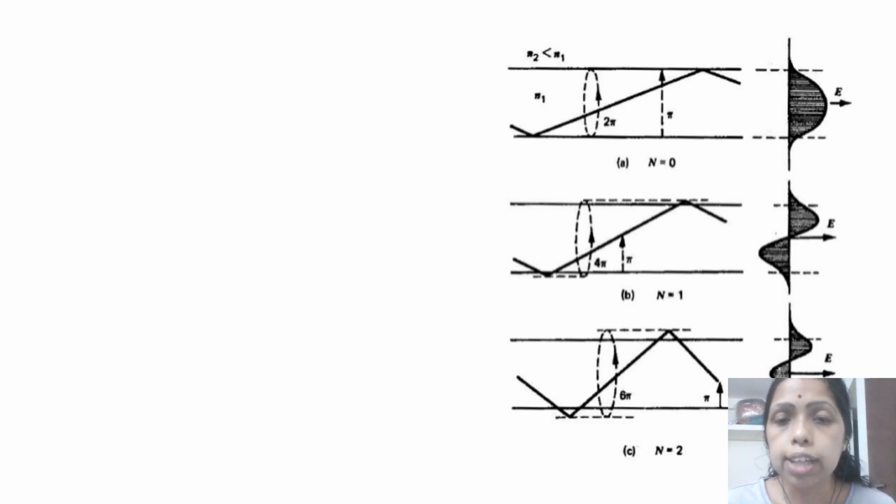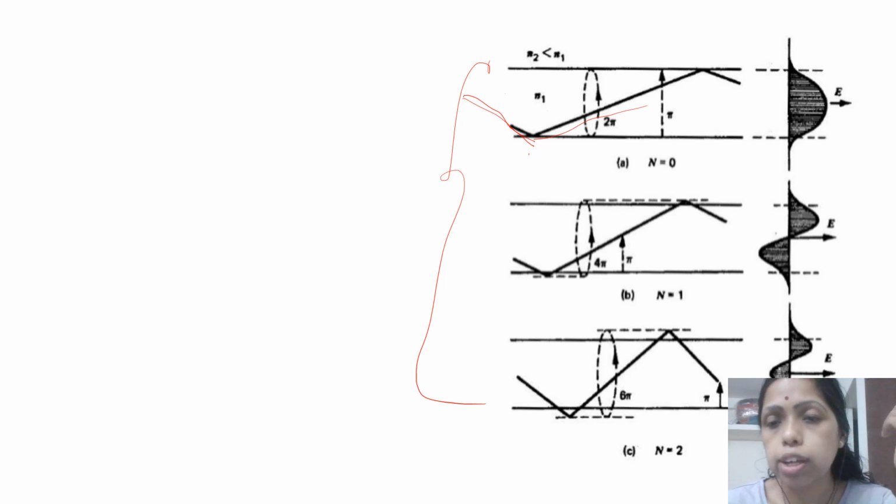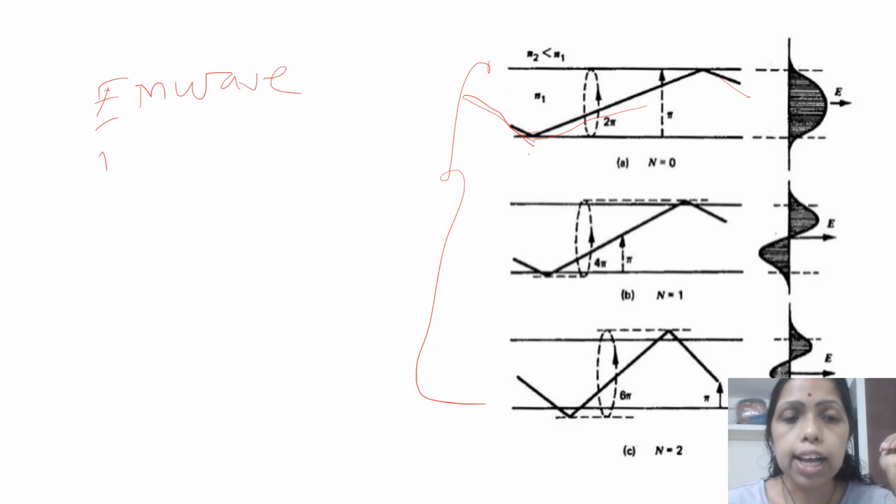So here in these three diagrams, you can see that in all cases the core refractive index is greater than the cladding refractive index. The incident light is flowing through this way. Whatever the electromagnetic wave, it has the electric field and the magnetic field.